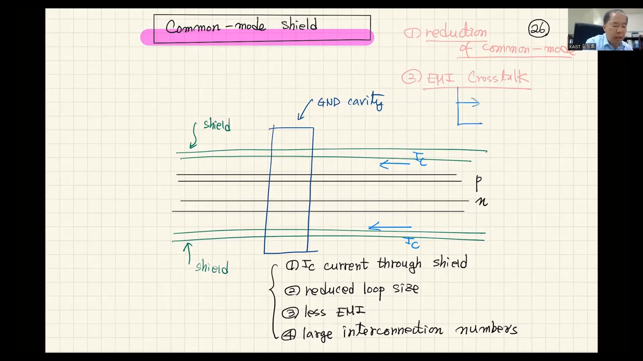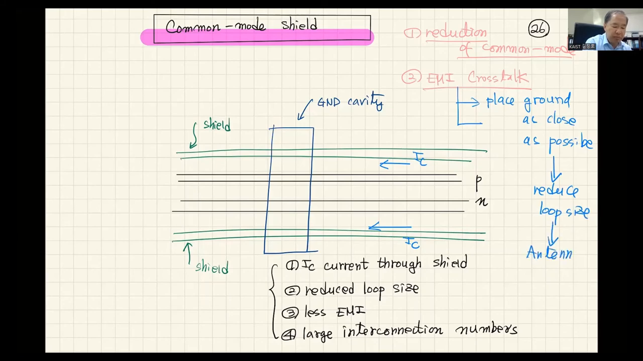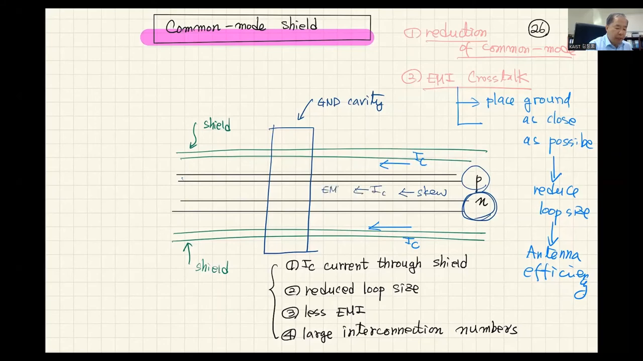One possible way to do that is to place ground as close as possible. It will reduce loop size and it will reduce antenna efficiency. What I'd like to talk about is that. Let's assume we have a P line and an N line, and we assume that we have skew, and it will create common mode current, and it can create EMI and crosstalk.